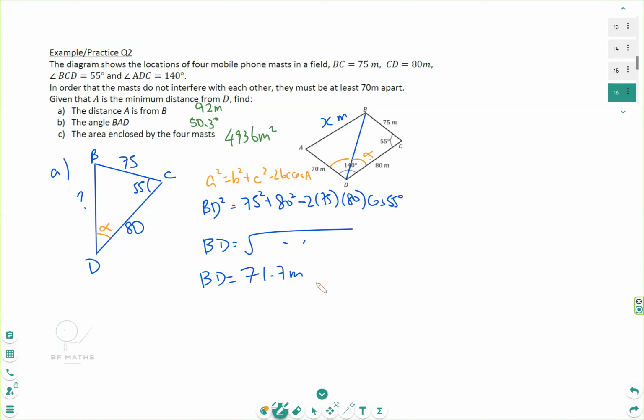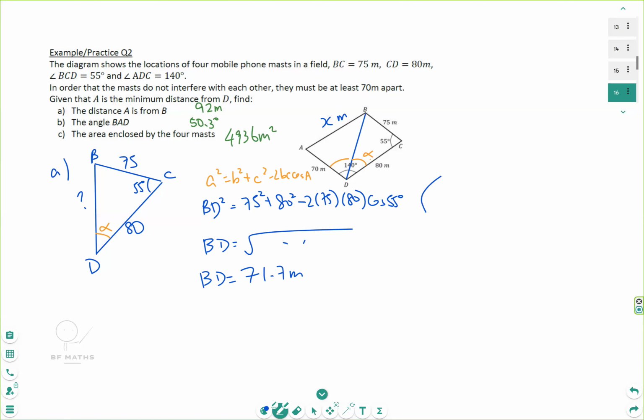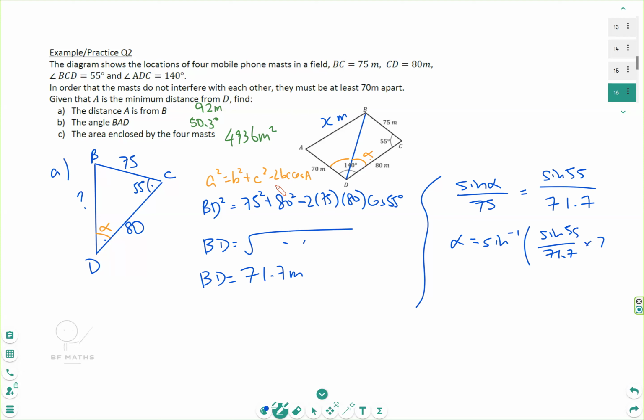To work out alpha, you can use either sine rule or cosine rule. I think sine rule will be the easier one because it usually has less calculation. So sine alpha over 75 equals, since sine A over a equals sine B over b, sine 55 degrees over BD, which is 71.7. So alpha equals inverse sine of sine 55 over 71.7 times 75.